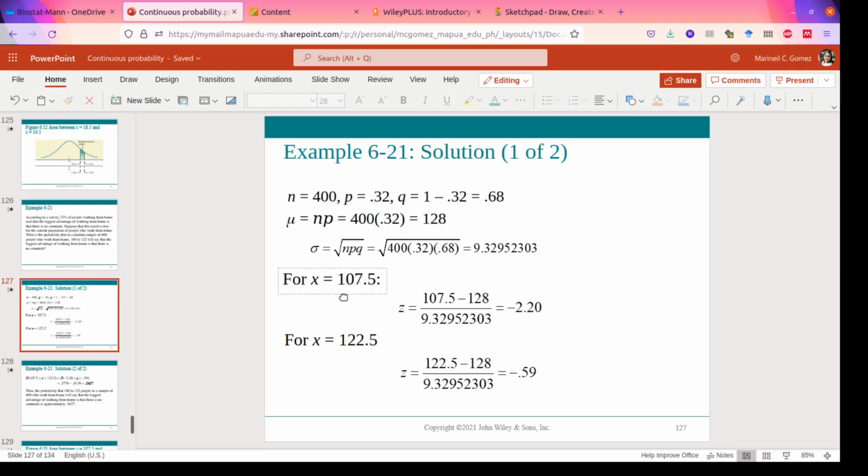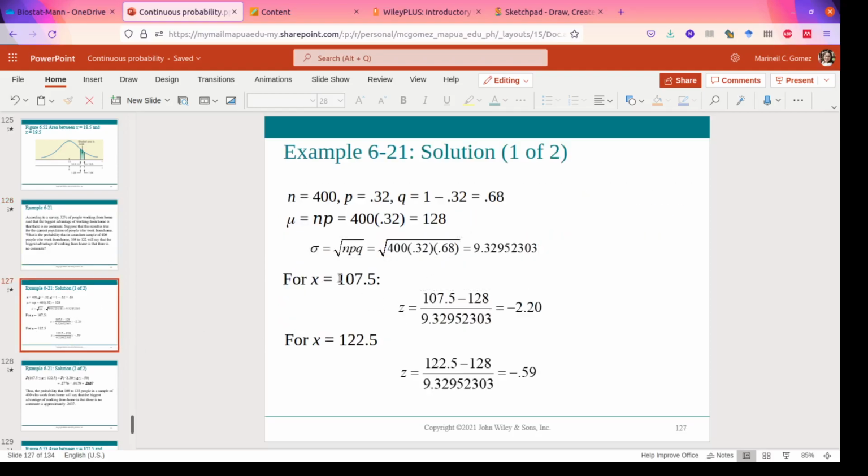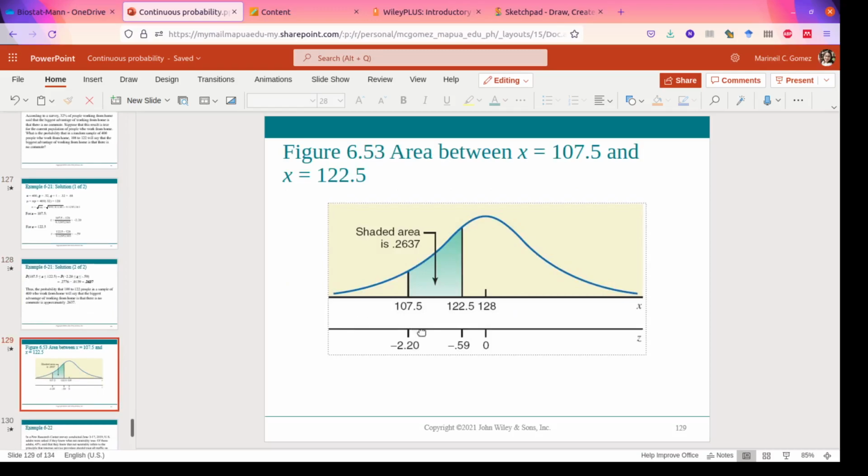Now the interval is 108 and 122. So apply the correction factor: 108 minus 0.5, that's 107.5, and 122 plus 0.5, so that's 122.5. So that's our x values. We get the z counterpart, that's negative 2.20 and negative 0.59. And then we look at the curve. The area beneath the curve at the interval of negative 2.20 to negative 0.59 is this value. So the shaded area is 0.2637.